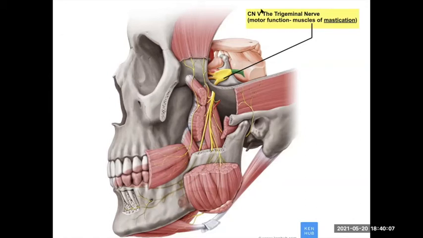Because if you remember a couple slides back, I talked about the trigeminal nerve and its innervation, the dermatomes on the face. So the motor function of your trigeminal is muscles of mastication.